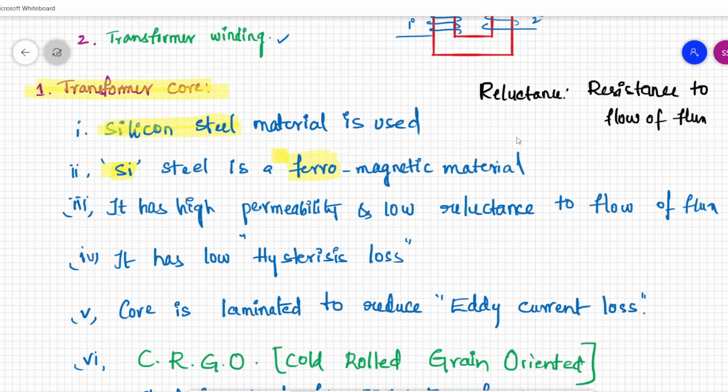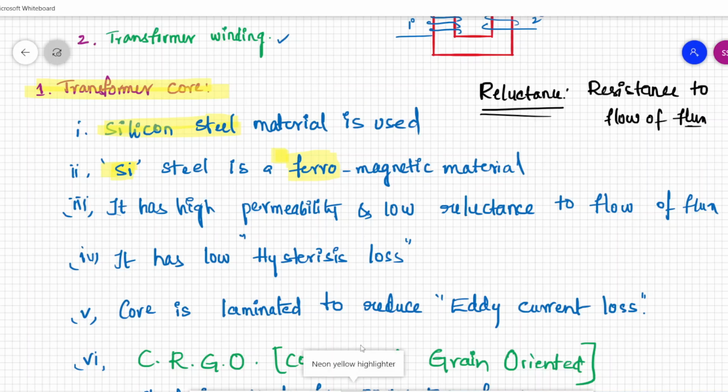So in our electric circuits, resistance is what opposes the flow of current. But in a magnetic medium, reluctance is the resistance to the flow of flux. So resistance to the flow of flux in a magnetic medium is called reluctance, which is similar to resistance in electric circuits.